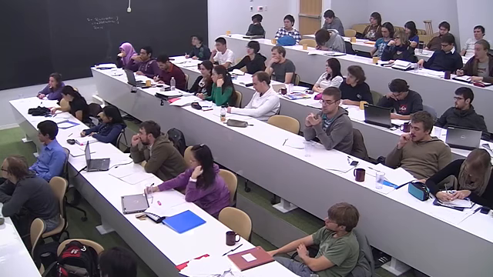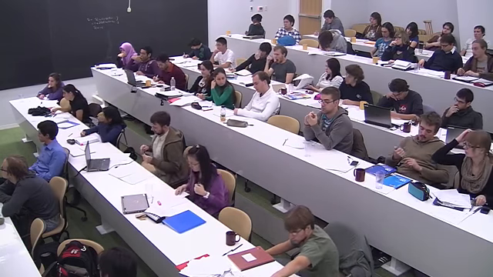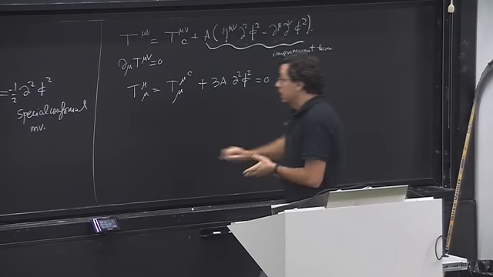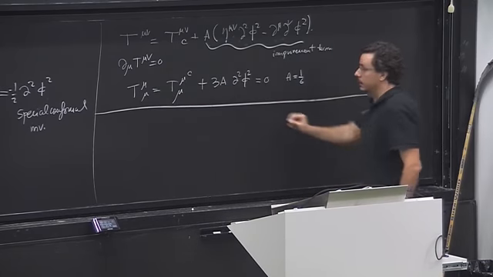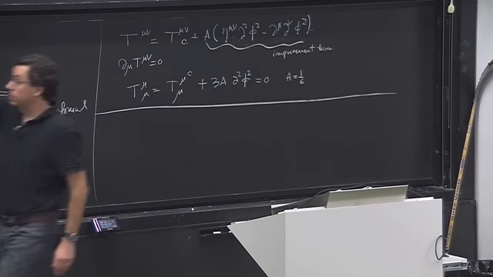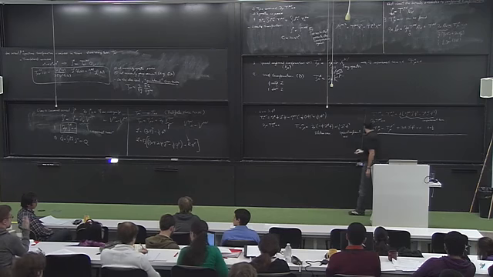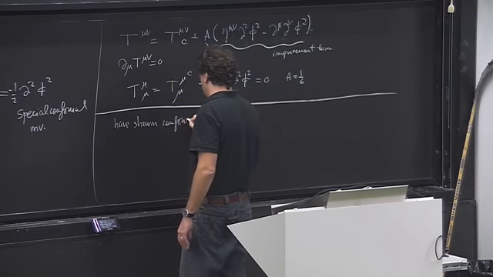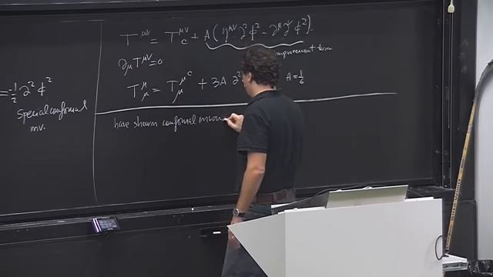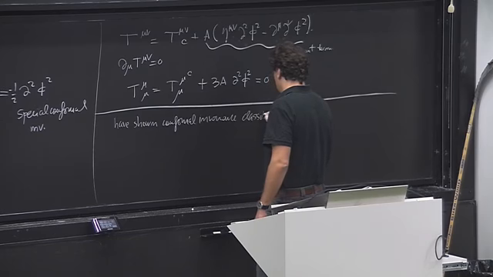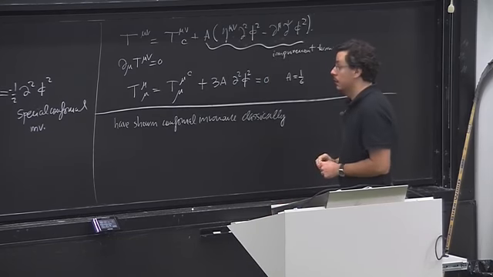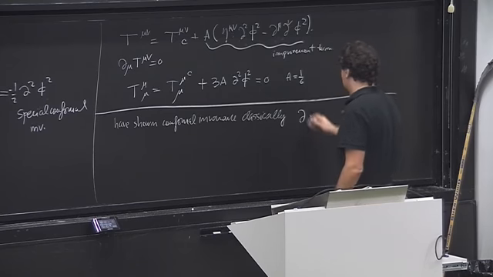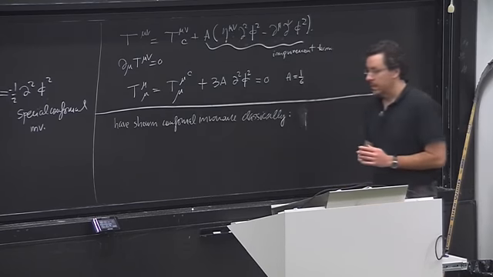Maybe this is a good place to stop, because the next thing I want to describe is that, and we know this already. I mean, here we have shown that lambda phi to the fourth is conformal invariant classically, okay? In particular, well, we've shown that the divergence. So let's focus for the time being now on dilatations.